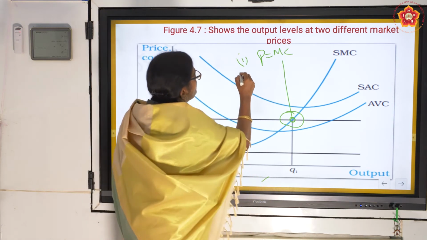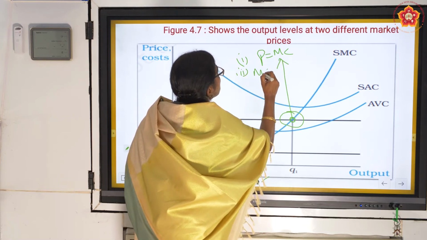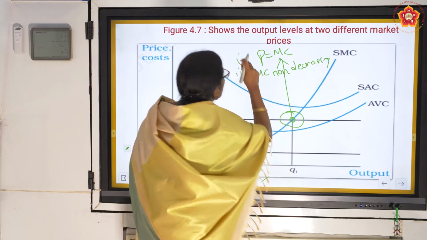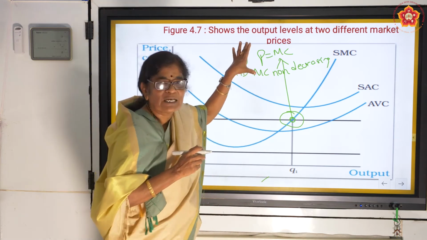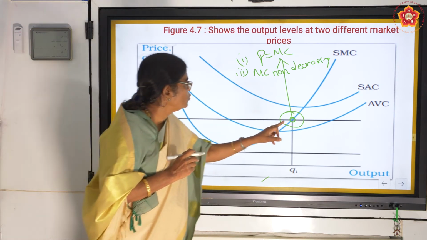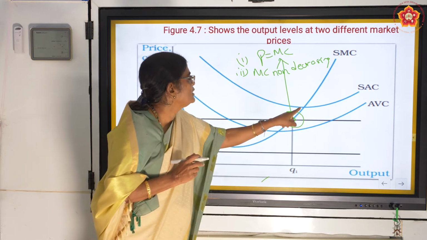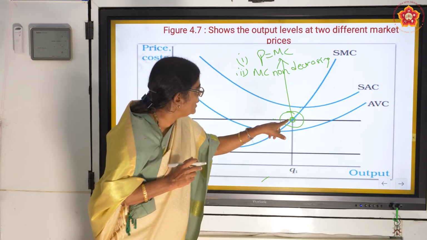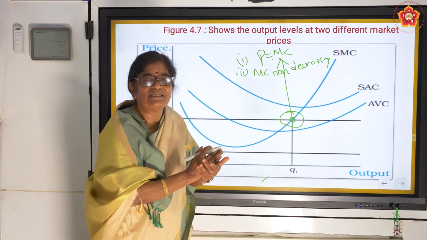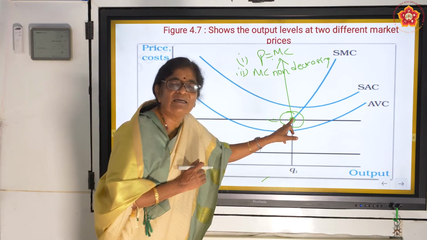What is the second condition? At this point, you are also fulfilling MC non-decreasing. Therefore, both the conditions needed for profit maximization are fulfilled at this point by equating the price P1 to the upward rising part of the MC curve. Here the MC curve intersects the price curve. That is what we are calling intersection, meaning they cross each other. Therefore, the price line and MC line at this juncture cross each other.